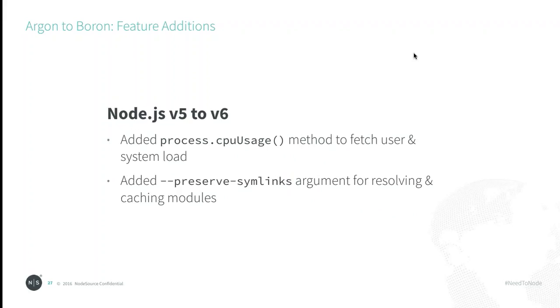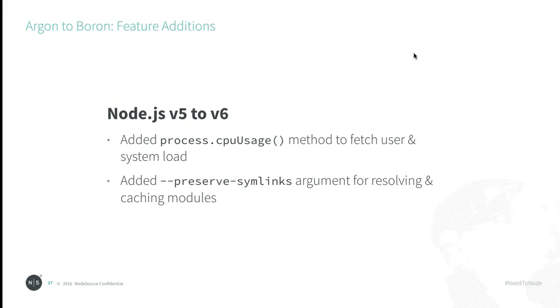So there was also, in between 5 and 6, a CPU usage API added, so you can now get CPU usage for the current process, and that fetches both user and system load for the current process, how much you're using. And we also added a preserve symlinks command line argument for resolving and caching module paths. This is another interesting one, a little bit like fs.realpath, where we added this as the default behavior in Node version 6. But we discovered that there were some interesting ways people were using Node where this broke down for them. It either broke down or just introduced really bad performance regressions for them.